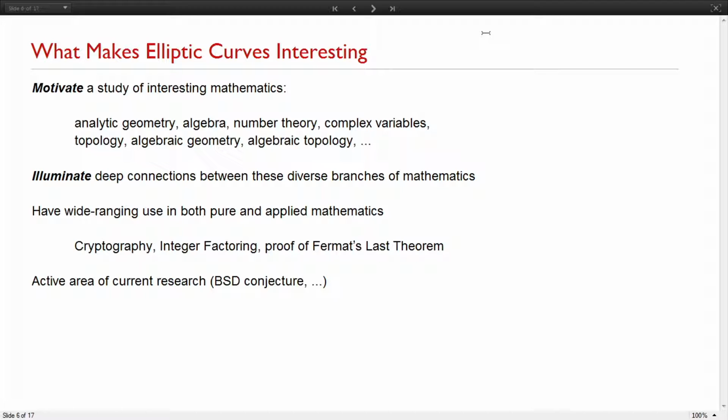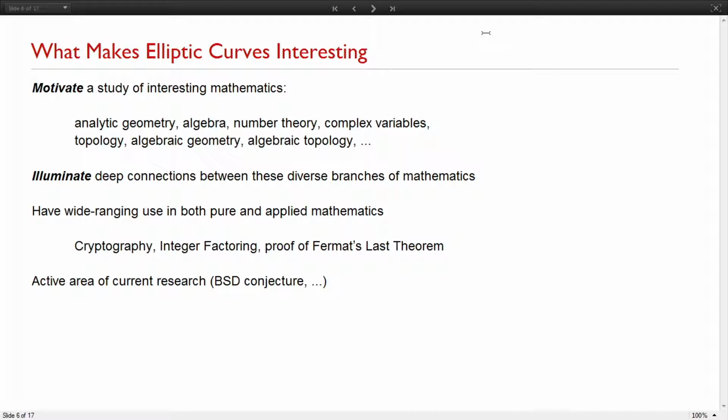Also, elliptic curves have wide-ranging use in both pure and applied mathematics. There are cryptographic algorithms based on elliptic curves. They're used in the integer factoring algorithm. In fact, that's built into Mathematica: Lenstra's elliptic curve integer factoring. And elliptic curves, a certain form of them, were used in the proof of Fermat's famous last theorem. And elliptic curves continue to be an active area of research.